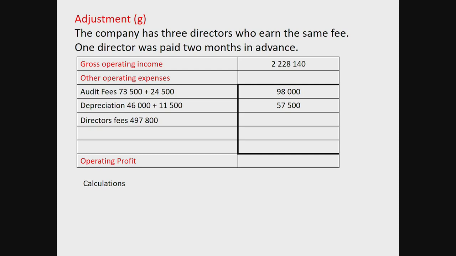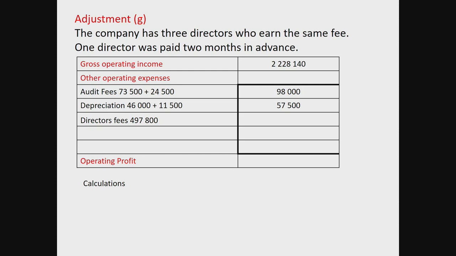Okay. The adjustment says that the company has 3 directors who earn the same fee. One director was paid 2 months in advance, which means we prepaid. Okay, and normally if we prepaid, we minus the amount that is prepaid.